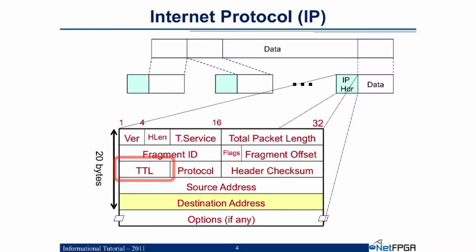Next is the time to live or TTL field. This field helps to ensure that packets never circulate endlessly within the network, even if loops accidentally occur. The TTL field is a counter that is decremented by every router that processes the packet. To avoid loops, forwarding is stopped if the counter ever reaches 0. The final field I'll highlight is the header checksum. This field is a checksum over the other fields in the header. Devices receiving the packet can use this field to verify that the header has not been corrupted.